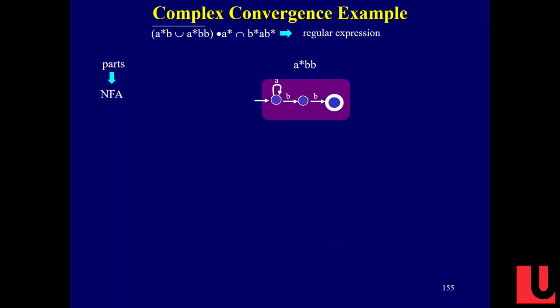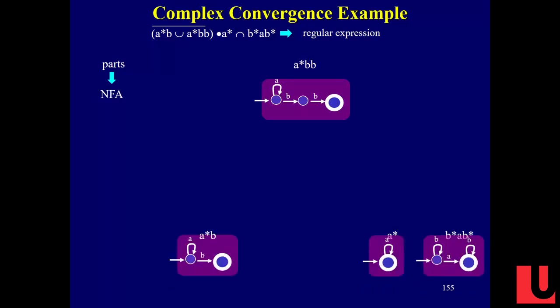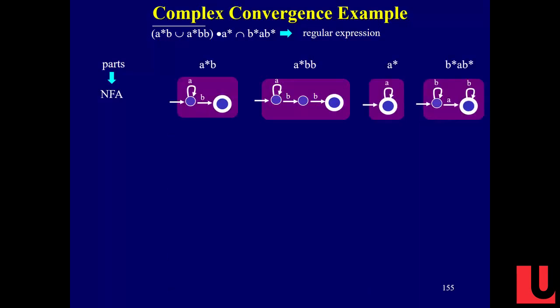Let's stick to NFAs. It was at this point I realized, hey, back in the day when I made these slides, I must have been using blue for DFAs and purple for NFAs, but I must have forgotten that at some point. All right, so now we do our other pieces, right? We build a little NFA for the A star B, and a little NFA for A star, and a little NFA for B star A, B star, right? And we're starting to build up these pieces, right?